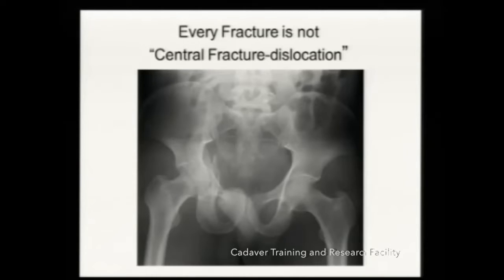So I think the first thing we should throw out of the window is this so-called central fracture dislocation. There is no such term as a central fracture dislocation. We need to assess the injury and then assign it a proper name, because only then do we know what kind of trouble we are dealing with and also how we are going to tackle it.